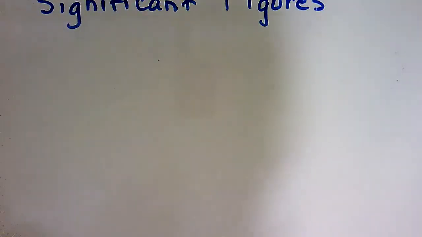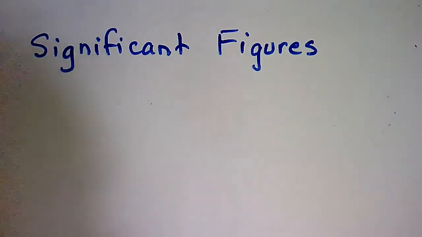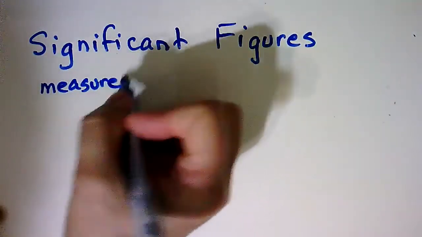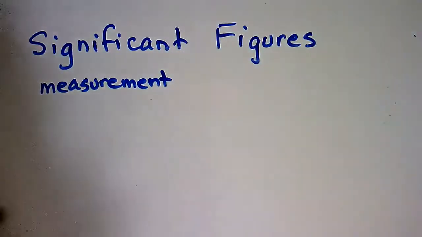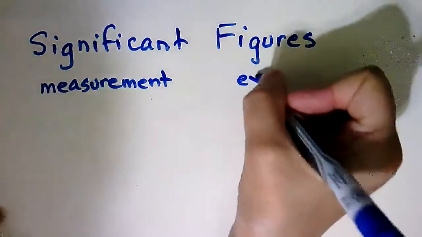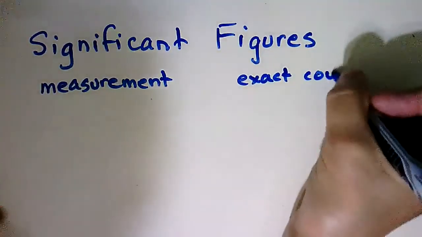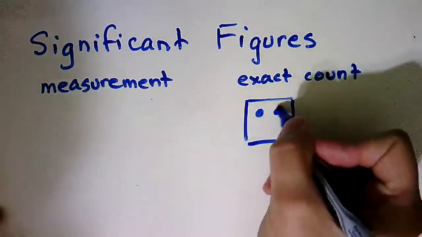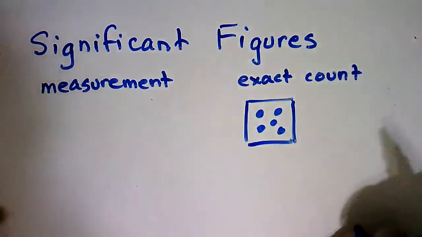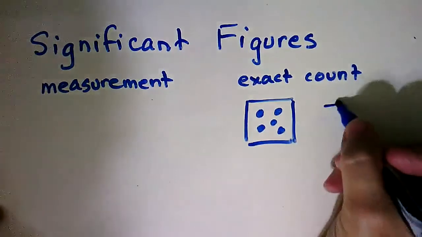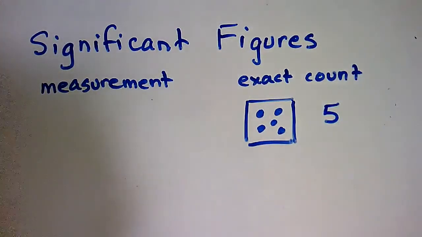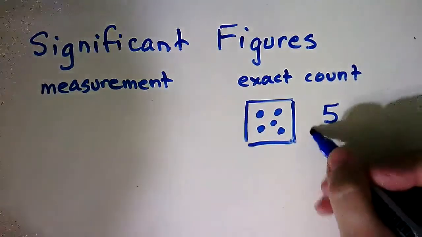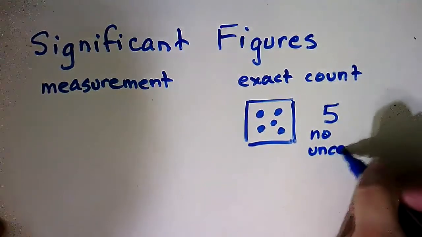Now, where do we encounter numbers where significant figures matter? Well, significant figures matter whenever there's a measurement. They do not matter when there's an exact count. So if I make a square here and then I put some dots in it, and I say, how many dots are in this square? You would answer 5. That is not a measurement. I counted them, 1, 2, 3, 4, 5. So this is considered an exact number. There is no uncertainty in this number.